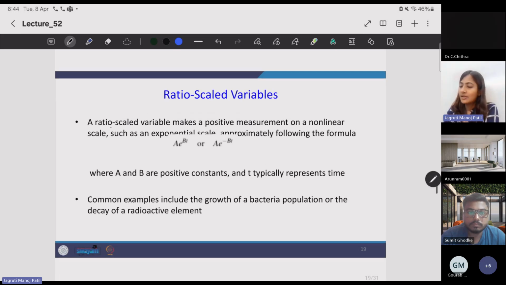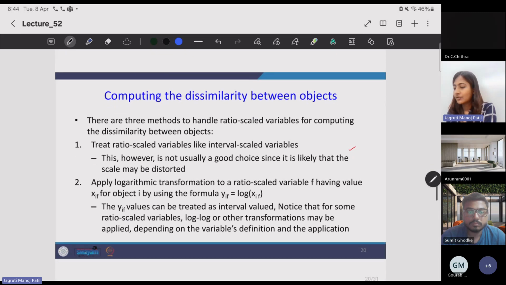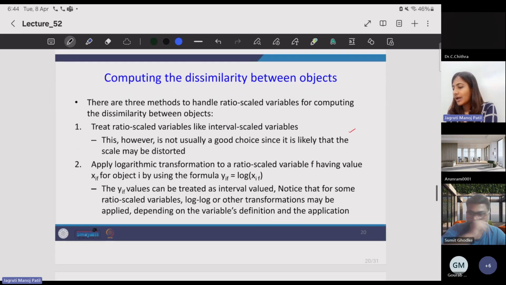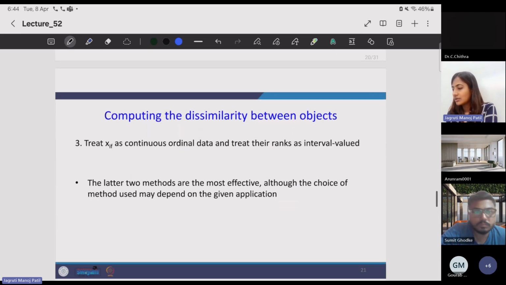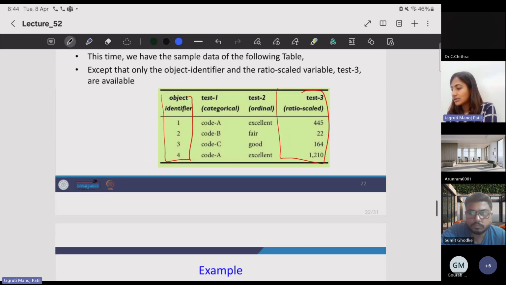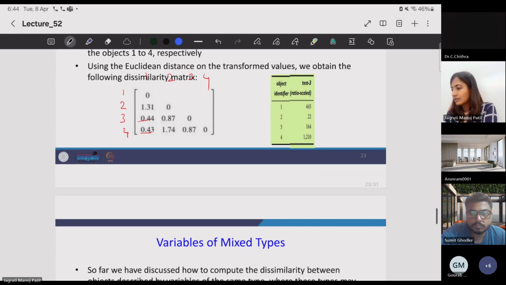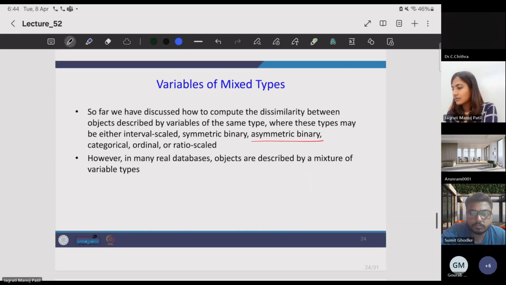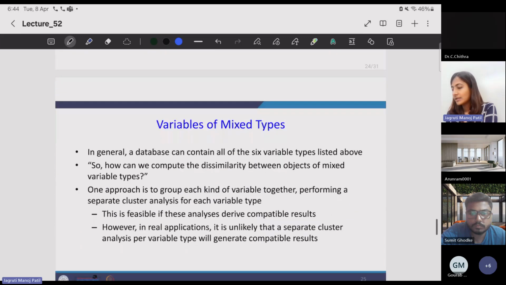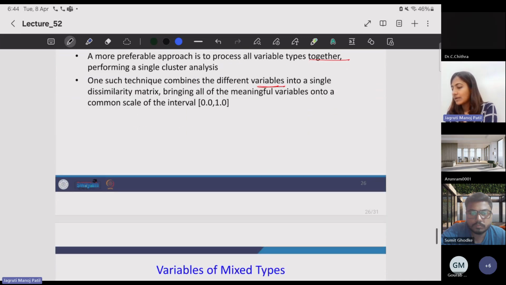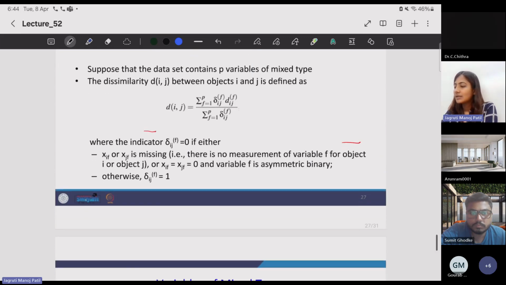Another variable type is ratio scaling. This will also follow between your intervals. So you scale it with respect to the ratios. Now they have done some log transformation here, computing the matrices interval for the same. Then asymmetric binary, then variables of different types, mixed variables. Then these are like them. Okay, so one where one is your missing value matrix.